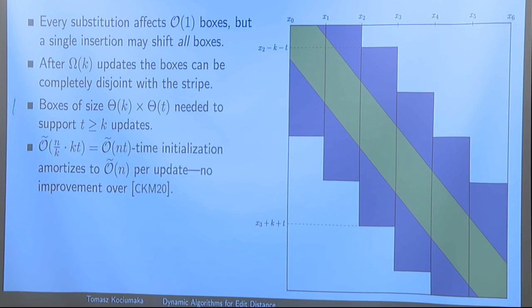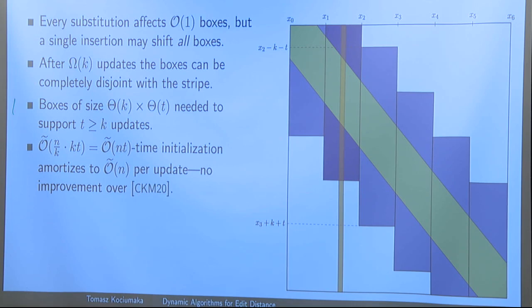But now the preprocessing increases from nk to nt because the area of each box is k times t, and the number of boxes is still n over k. So we have an algorithm which has initialization time nt, but its lifetime is limited to t. So amortized per update, we just get new linear time, which is no improvement over the previous algorithm.